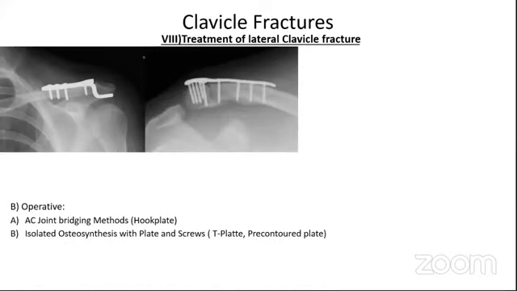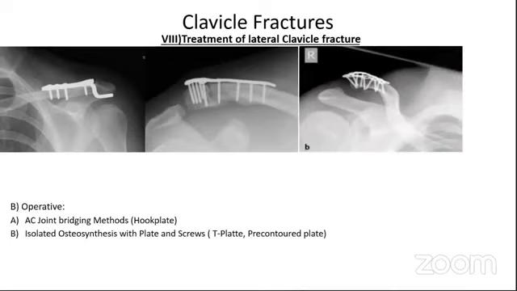Maybe you can do an isolated osteosynthesis with plate and screws, like a T-plate or the pre-contoured plate. But like I said, you have to always check the integrity of the coraco-clavicular ligament. And here is a small example of only addressing the bony injury and not addressing the soft tissue injury. You see the colleague had a very good reconstruction of the bone. The lateral clavicle is very well fixed with plate and screws, but the AC joint is totally dislocated. So you have to address the coraco-clavicular injury too.